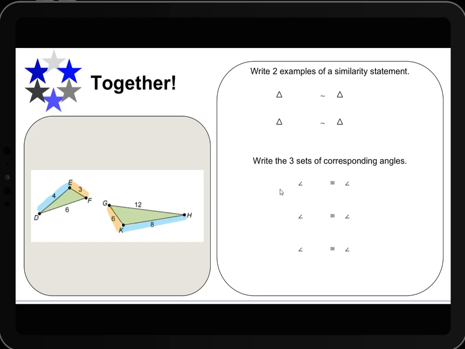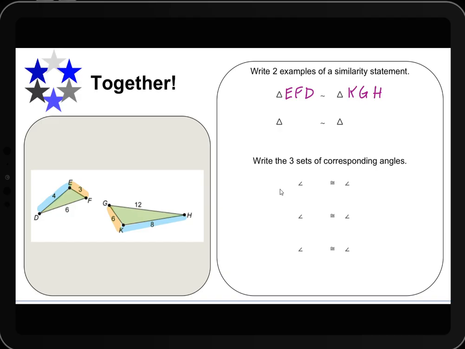So I can see here that when I write out my similarity statement, I already know that if I go from E to F as an example, then the first two letters of my other statement will have to be KG. That just leaves me with my third letter, which of course is D, and in this case it would be H. That's a similarity statement.